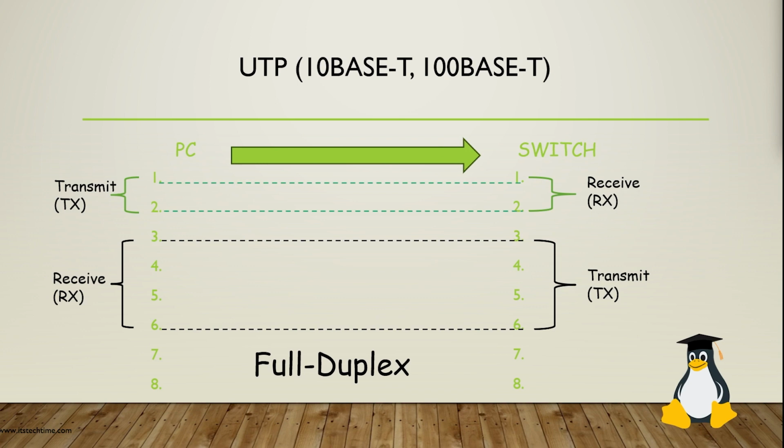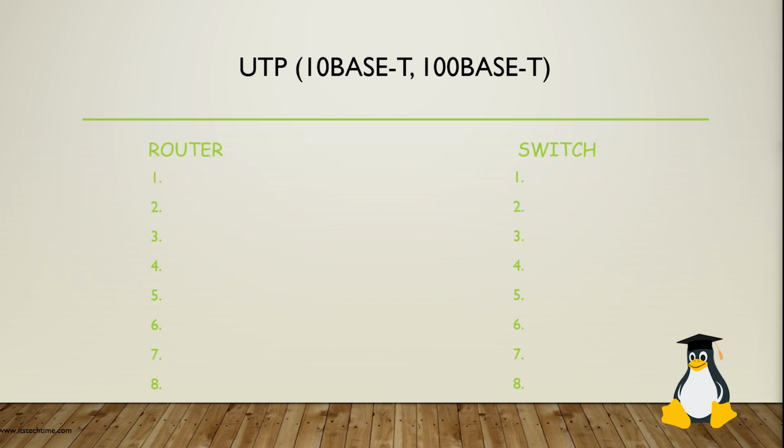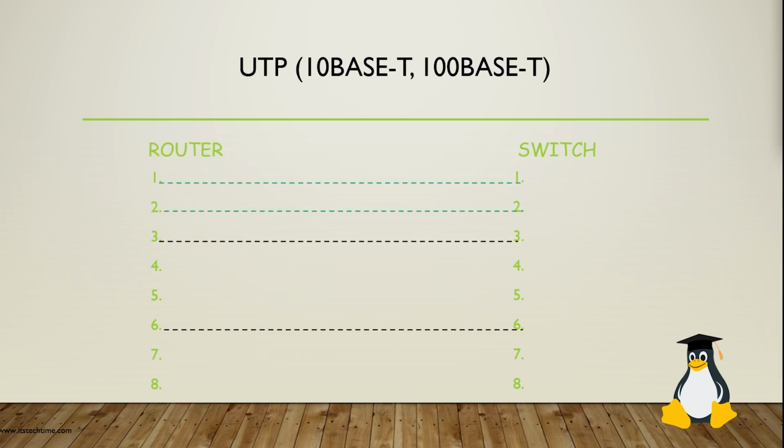So the PC will send data on wires 1 and 2, and the switch will transmit data on 3 and 6. So the PC receives data on 3 and 6, and the switch receives data on 1 and 2. Let's switch the connection from a PC and a switch to a router and a switch. Just like the PC to switch, the router to switch connection will still use 2 twisted pairs using pins 1 and 2 and 3 and 6.